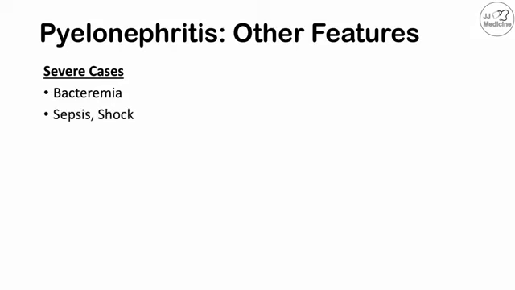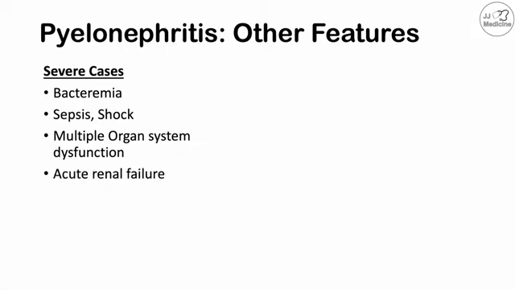Some other features of pyelonephritis occur in severe cases, and these include bacteremia, so bacteria in the blood. This can lead to sepsis and shock. There can also be multiple organ system dysfunction and even acute renal failure. So acute pyelonephritis can lead to very severe outcomes, including sepsis, shock, multiple organ system dysfunction, acute renal failure.